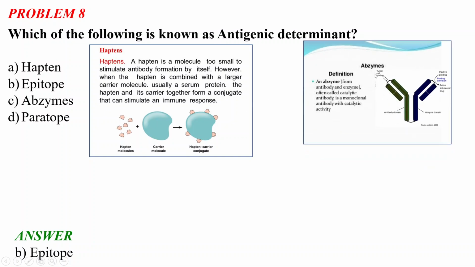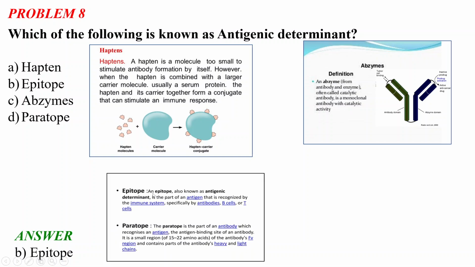The enzymes: an enzyme from the antibody, often called a catalytic antibody, is a monoclonal antibody with catalytic activity. So, enzymes are also not associated with the antigen. Okay, it is associated with the antibody. Basically, it is an antibody which has a catalytic activity.